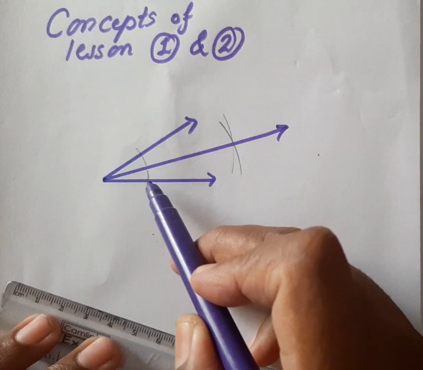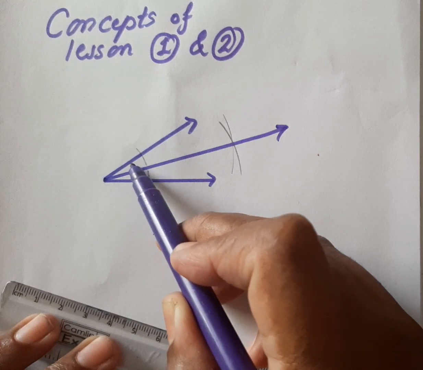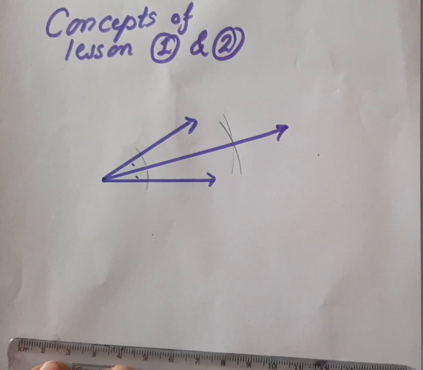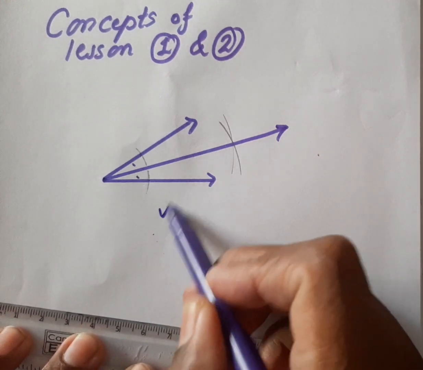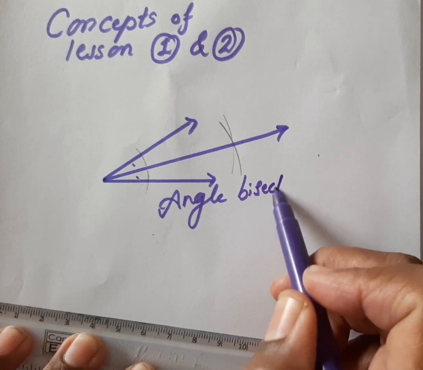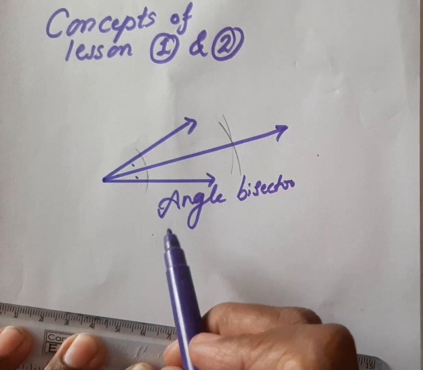If this is a 40-degree angle, then this will be 20 and the other will be 20. This is called an angle bisector. Next point I will write here: angle bisector. Now I will explain the perpendicular bisector.